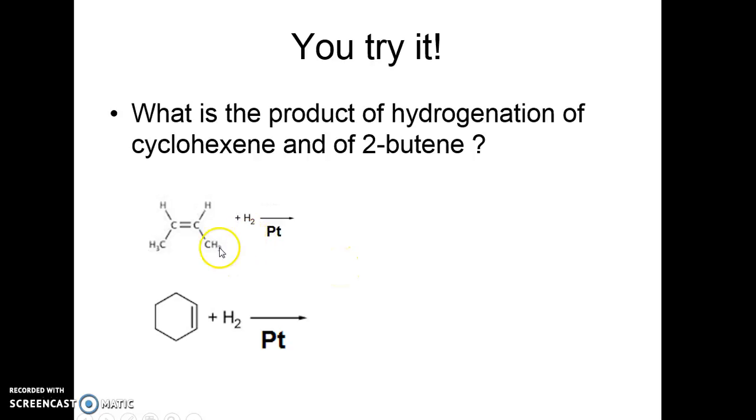Okay, the hydrogenation of an alkene is going to give you an alkane. One of the double bonds is cut, and a hydrogen goes on each of the two carbons in the double bond. That is the product.